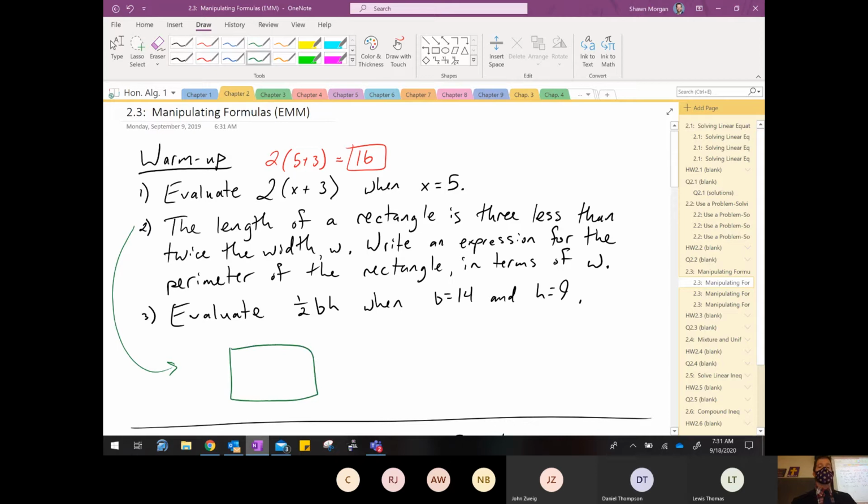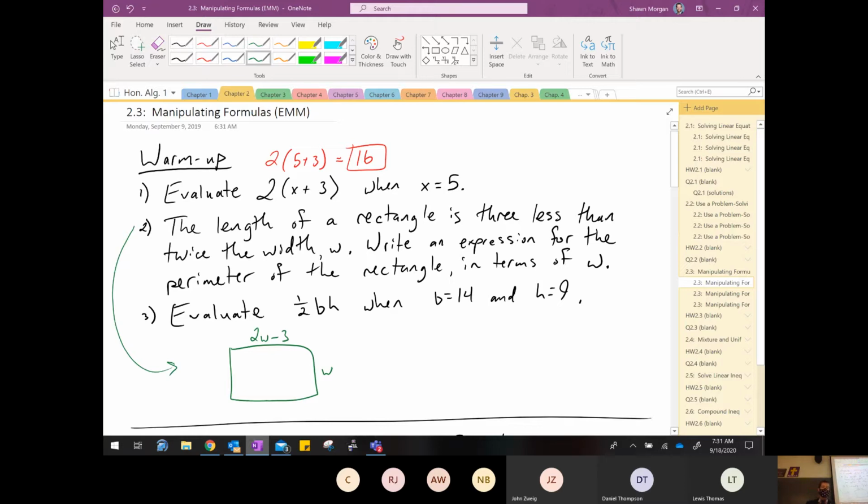Okay, so there's a rectangle. And it says the length is 3 less than twice the width. So if the width is W, okay, Joe, what expression can I use for the length? Beautiful, son. Beautiful. 2W minus 3. Couldn't have said it better myself.